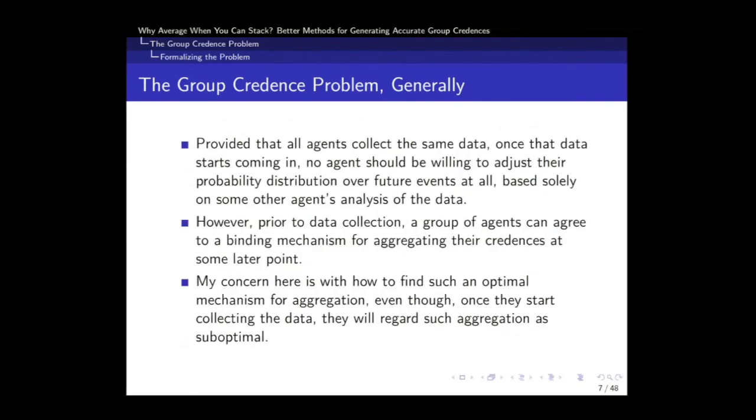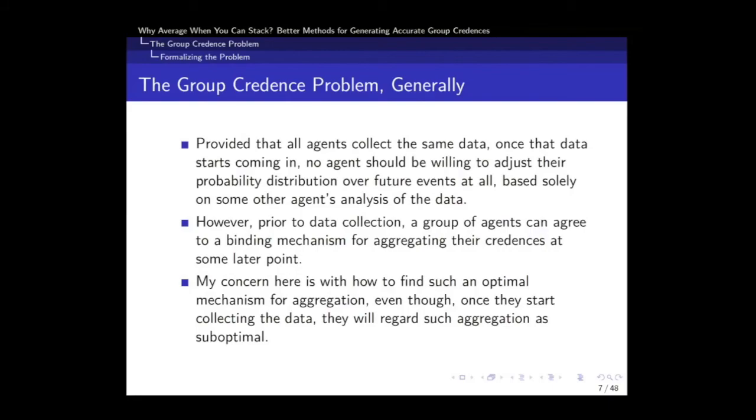Now, why is this important to the group credence problem? Well, provided that all agents collect the same data, once that data starts coming in, no agent should be willing to adjust their probability distribution over future events at all based solely on some other agent's analysis of the data. The idea being, if I think I'm maximally well calibrated, and I think that my degree of belief in some event occurring in the future is 0.5, and someone else who's looking at the same data comes to me and says, well, actually, I think it's 0.3, I'm just going to say, well, they must not be well calibrated because I'm definitely well calibrated. I assign it probability one. And so the way I'm assigning beliefs should be the best way of assigning beliefs. So I really shouldn't care what other agents in the group think if we're all analyzing the same data. We just stipulate that I don't consider there being any possibility that anyone else in the group has private data or anything like that.